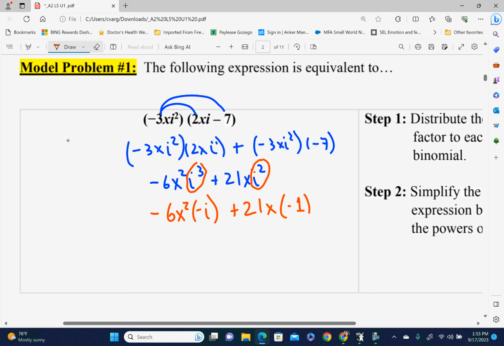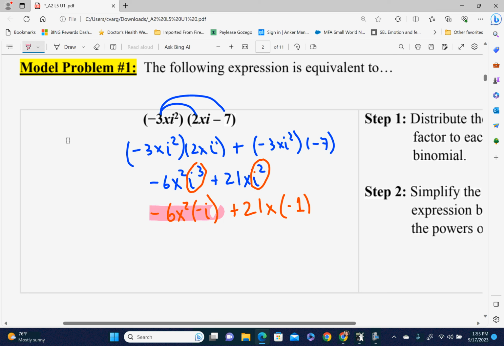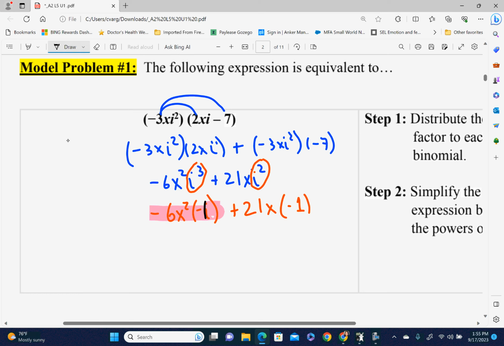So I'm going to go ahead and take a look at this and say, okay, let me change colors here so you can see what I'm combining. So I'm going to go ahead and combine that part right there. Okay. So I have, if I look over here, I'll go ahead and do this in black. Negative times a negative gives you a positive. So that's going to be 6 times an imaginary 1 here. 6 times 1 gives you 6. X squared just comes down for the ride.